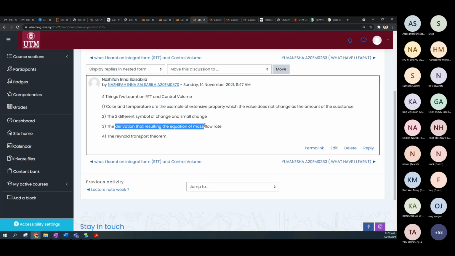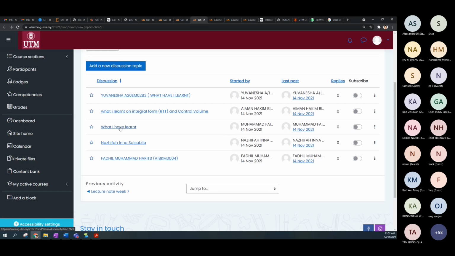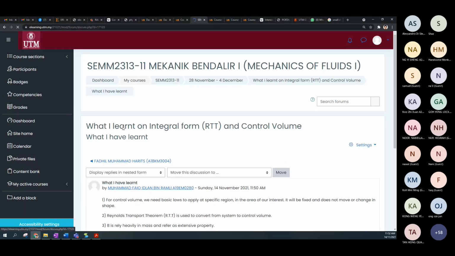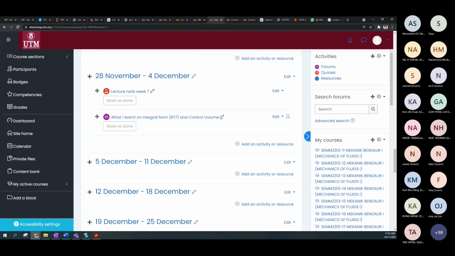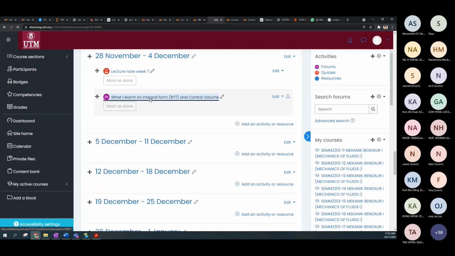Derivation that results in the equation of mass flow rate, Reynolds transport theorem. Reynolds transport theorem is used to convert system to control volume. Control volume considers control surface and change in control volume. Alright, we have only 3. Okay, good. Okay, we go to section 12.